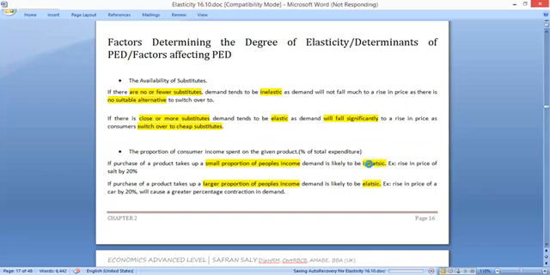A matchbox is about 10 or 15 rupees. So if it goes up by 20%, it will go up only by a smaller amount, and it will take only a smaller proportion of your income. So in that case, demand tends to be inelastic. So when you're writing this point, you say proportion of income spent: smaller proportion, inelastic; larger proportion, elastic.